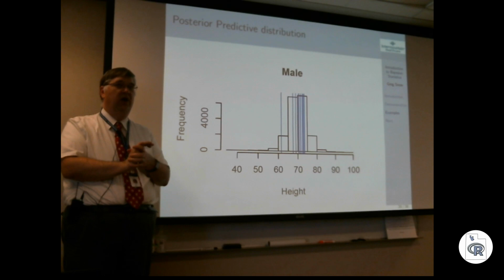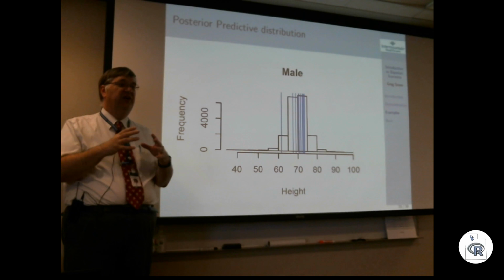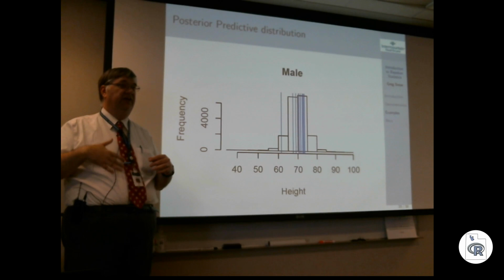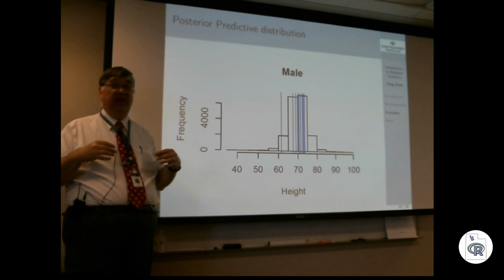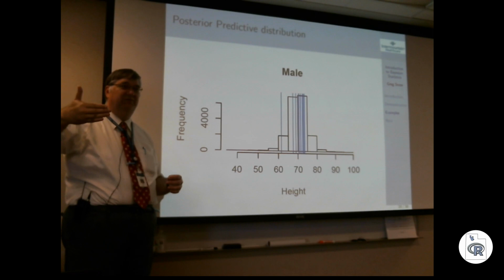And I say, generate a random normal value with that mean and standard deviation. And I do that for each of those draws. And so that's my estimate of a prediction interval, but a whole distribution of saying, well, if I choose another male from this island, what do I predict his height will be?